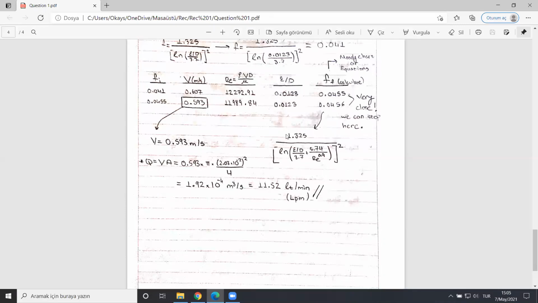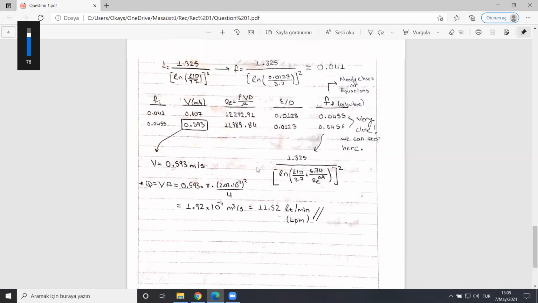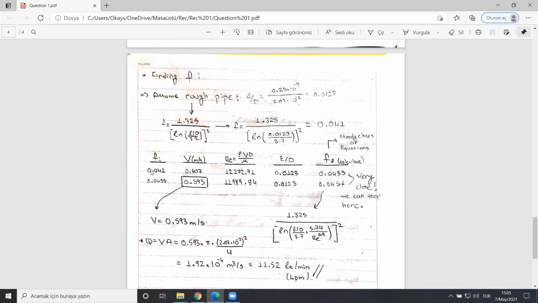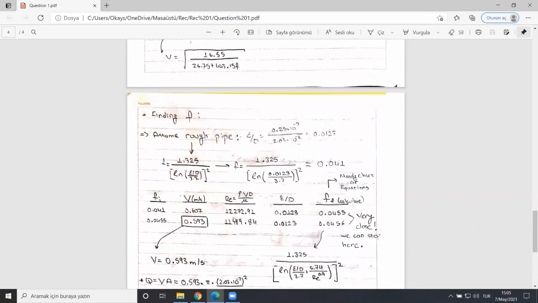Hocam, I have a question. Yes, what is your question? For the first F, we can assume it, right? We don't have to use the equation for it. As far as I know, you can assume, but it is better to use this equation. It will make it easier for you to reach this step.